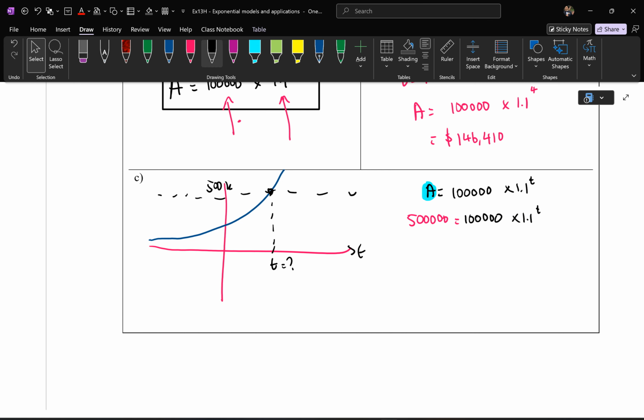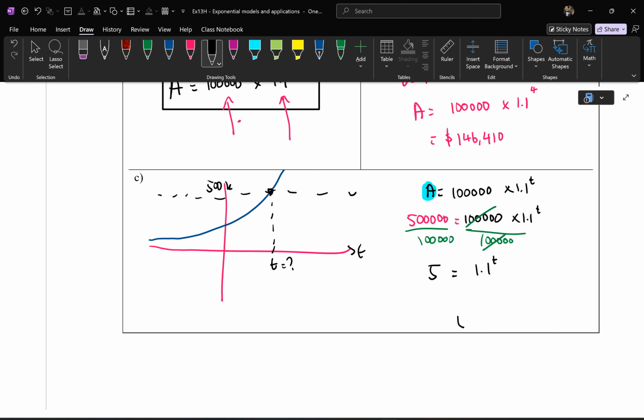But if we were to do it by hand, we'd divide both sides by 100,000. 100,000 divides itself. 500,000 divided by 100,000 gives you now 5 is equal to 1.1 to the power of T. So out of curiosity, if this was an exam 1 and not a CAS calculator one, how do I find T? I want T in exact value. How would you do this?